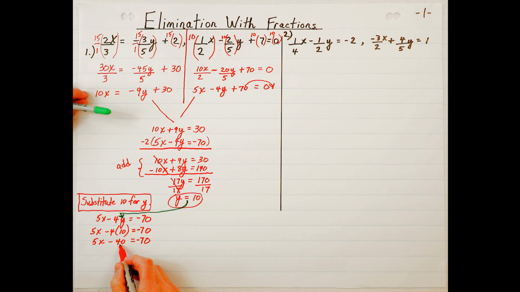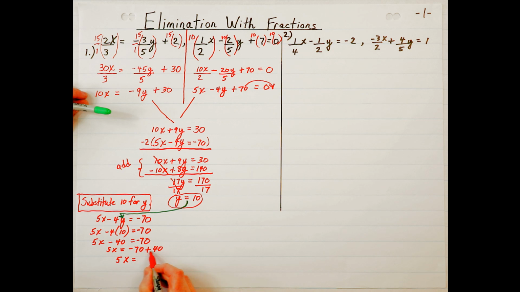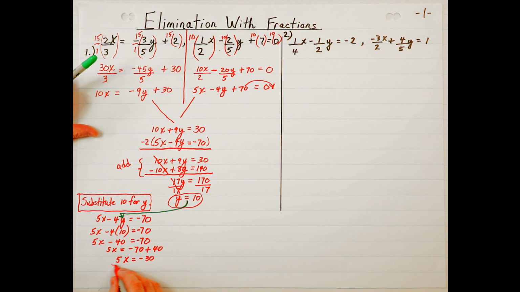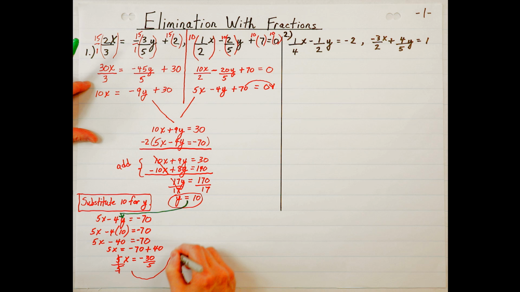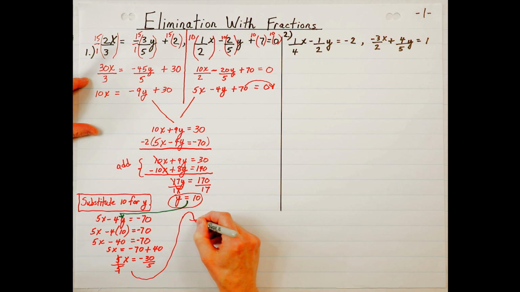Opposite operation. Negative 40, take it to the other side, positive 40. So 5x equals negative 70 plus 40. 5x is equal to negative 70 plus 40 is negative 30. And my last step is to divide by 5 on both sides. And I'm going to write my answer up here because I'm running out of space at the bottom. X equals negative 6. There we go.